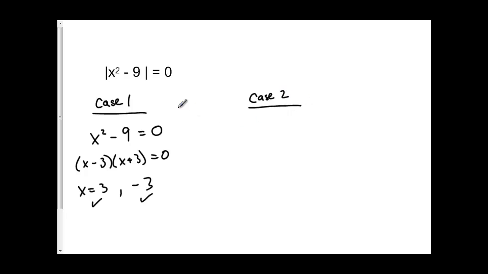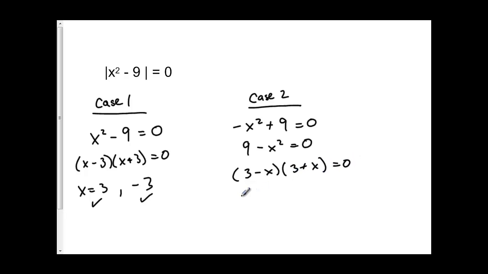In case 2, I'm going to switch the signs. So I get negative x squared plus 9 equals 0. If I wanted to rewrite this, I could write this as 9 minus x squared equals 0, and then I could factor the difference of squares. (3 minus x)(3 plus x). And in this case, I get x equals 3 and x equals -3. So it turns out in this example, I get the exact same solutions as I already had. So those are going to be my only solutions, x equals 3 and x equals -3.